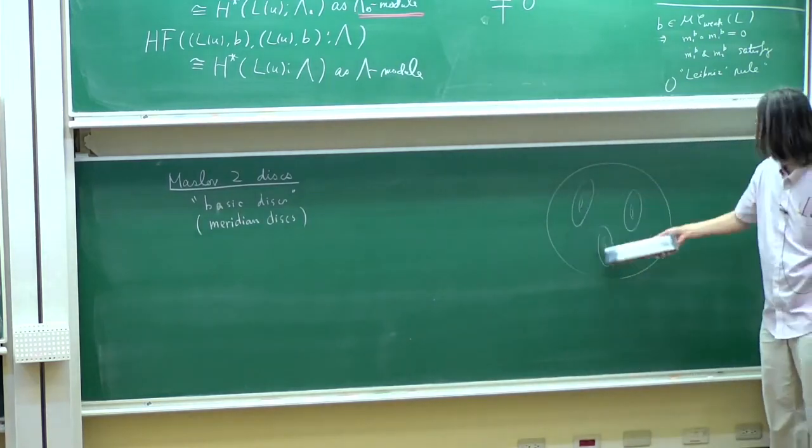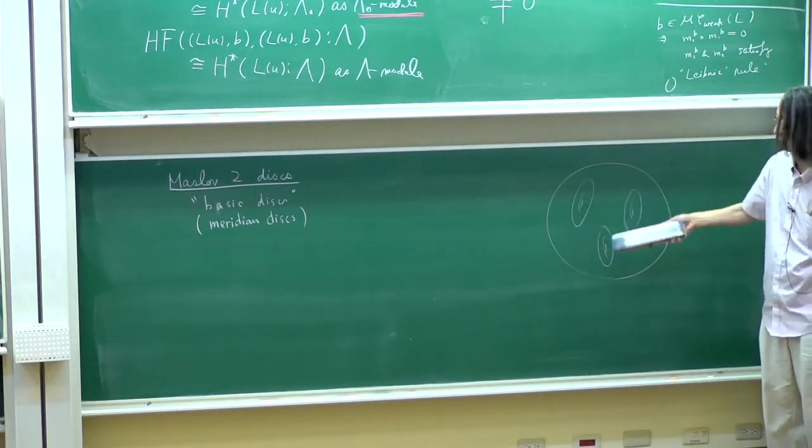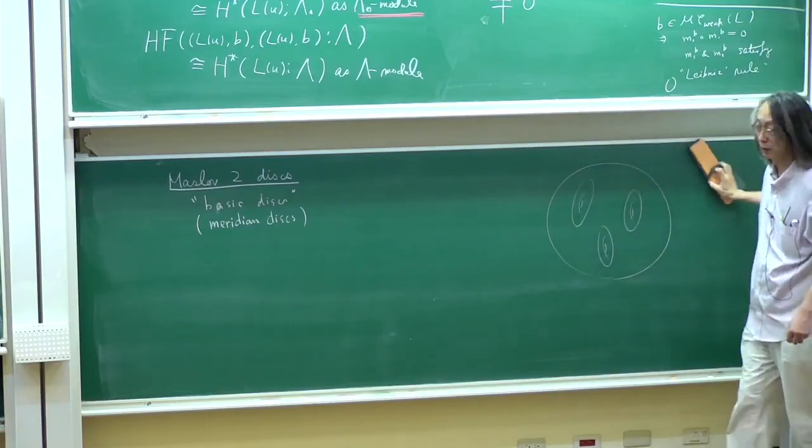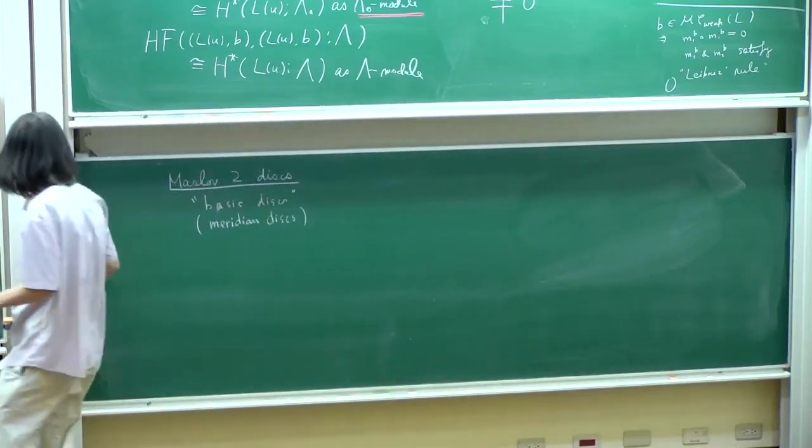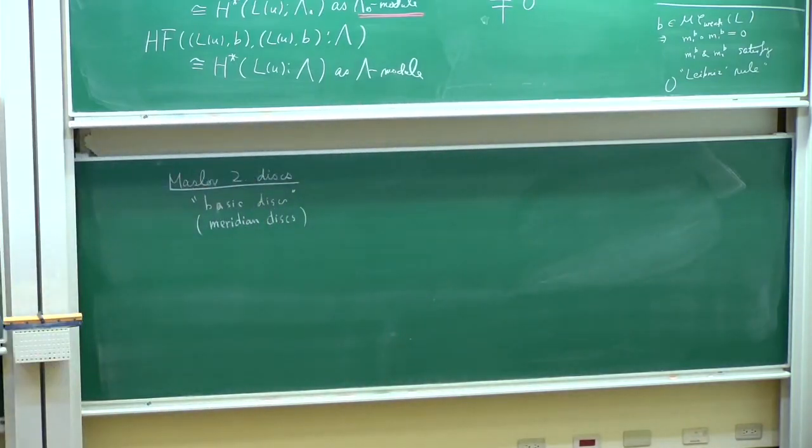So each of them may have finitely many solutions. And then if you add them up, you get the sum of Betti numbers. So, Maslov index 2 disks. Okay.